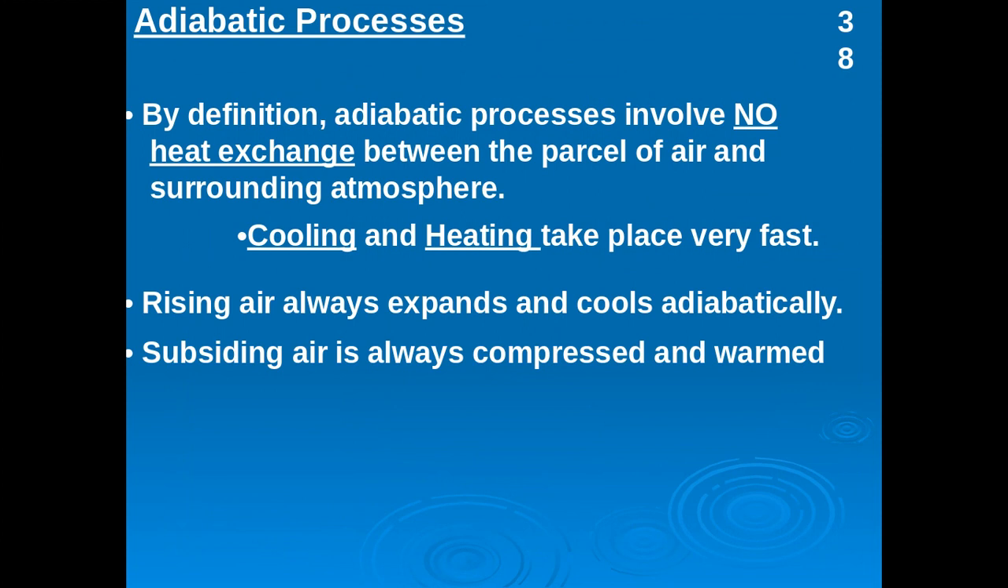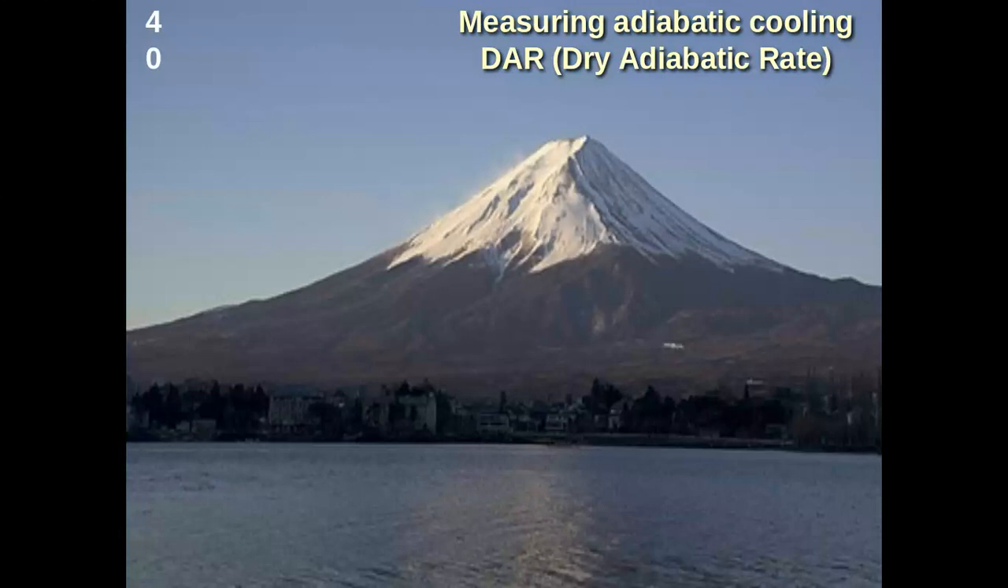So again, rising air expands and cools adiabatically, subsiding air compresses and adiabatically warms. So we can use adiabatic processes to measure and predict air temperatures, for example, as air goes from the bottom of a mountain and rises toward the top of the mountain. So we have two types of scenarios that we're going to use to measure the temperature of an air mass going up a mountain.